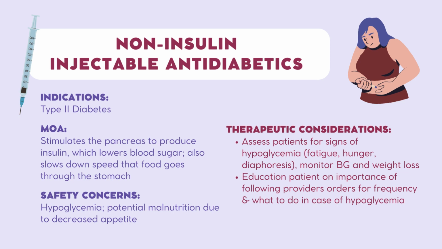And there are also some therapeutic considerations we should look out for. So we want to assess the patient again for signs of hypoglycemia after we've given them this medication. We also want to monitor their blood glucose and if they're experiencing any weight loss. We also want to educate our patient on the importance of following the provider's orders for the frequency, so when and how often to take the medication, and also what they can do in case of hypoglycemia in order to prevent it or treat it if they are experiencing it.